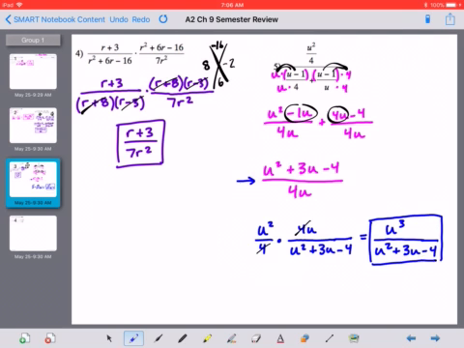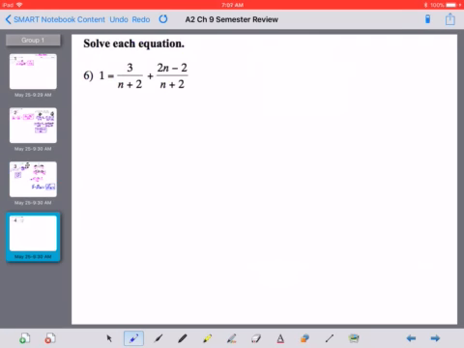All right. Okay, one more problem here. We have to solve this equation. So in this case, we have to figure out our least common denominator and multiply all of the tops by that denominator. And in most cases, the least common denominator is your biggest denominator. So that's what we're going to multiply all of the numerators by. So we'll multiply this 1 by n plus 2, we'll multiply this 3 by n plus 2, and we'll multiply this 2n minus 2 by n plus 2.